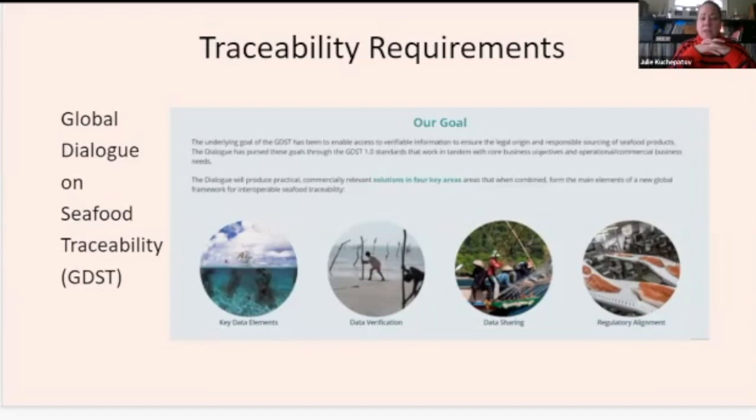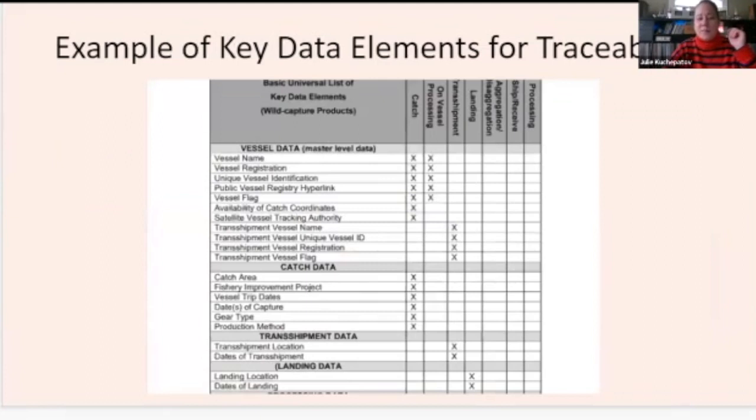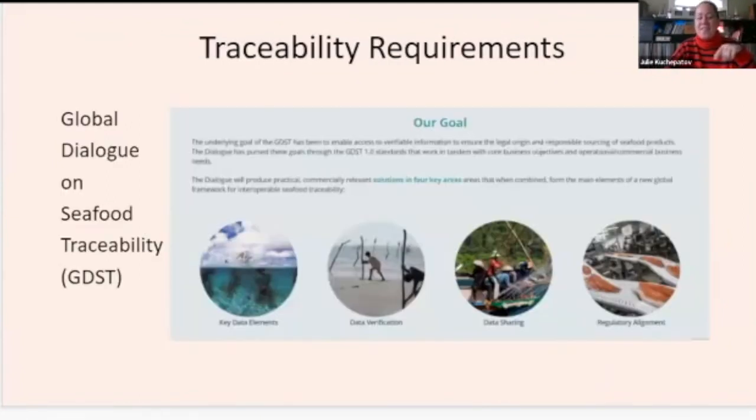They've established a standardized set of what are called KDEs, which stands for key data elements. I'm going to talk about those in a second. They've established, through a multi-stakeholder process, exactly what fishermen and then the supply chain should be tracking in terms of traceability. And I'll talk about specifically what those are in a second.